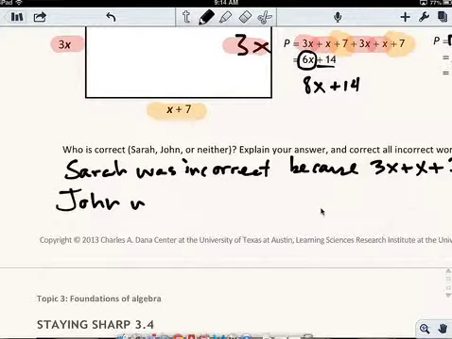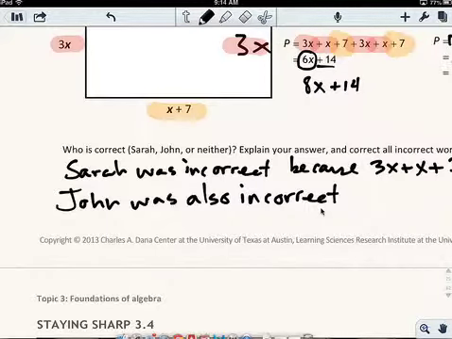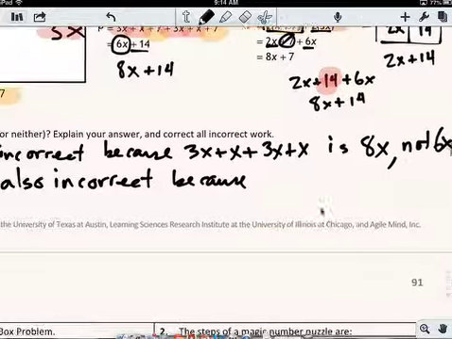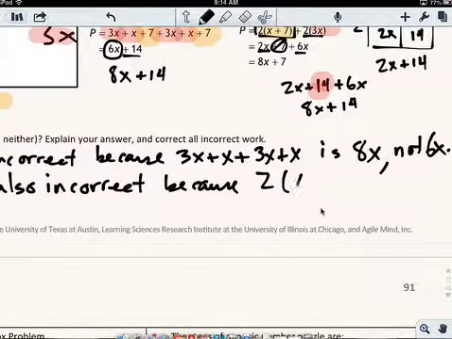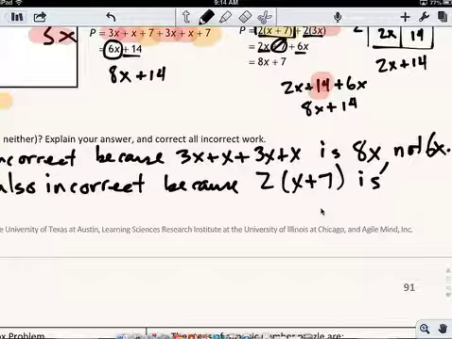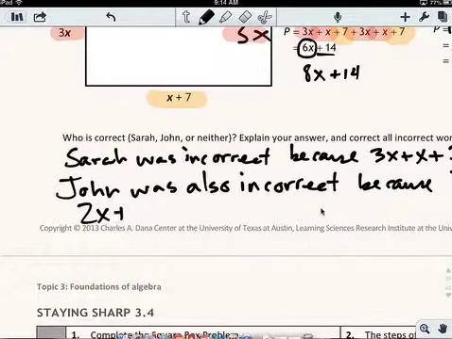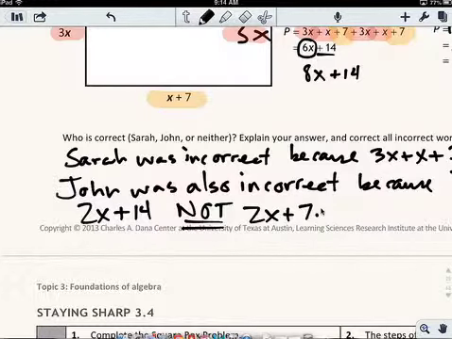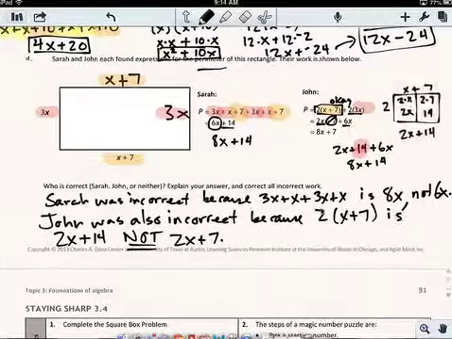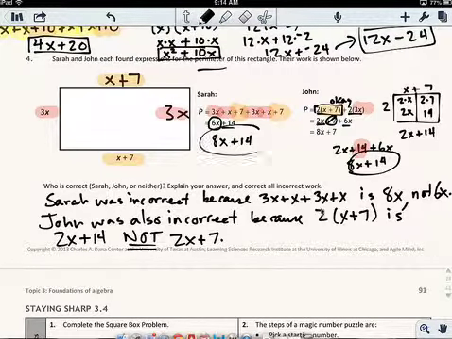John was also incorrect because 2 times x plus 7 is 2x plus 14, not 2x plus 7. All right, so they were neither correct, and we've also corrected both of their answers. And what I like about it is now both of the perimeters are the same, which is exactly as it should be. Since they're the perimeters of the same object, you should get the same expression.